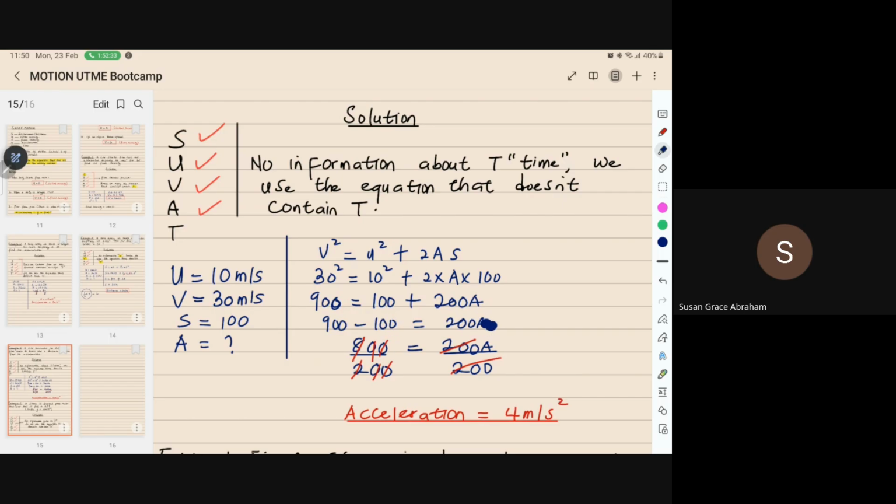Then I have 200A. But what I'm looking for is A. So I'm going to divide both sides by the coefficient of A, which is 200. So divide both sides by 200, and I'll end up having that acceleration is equal to 4 meters per second squared.